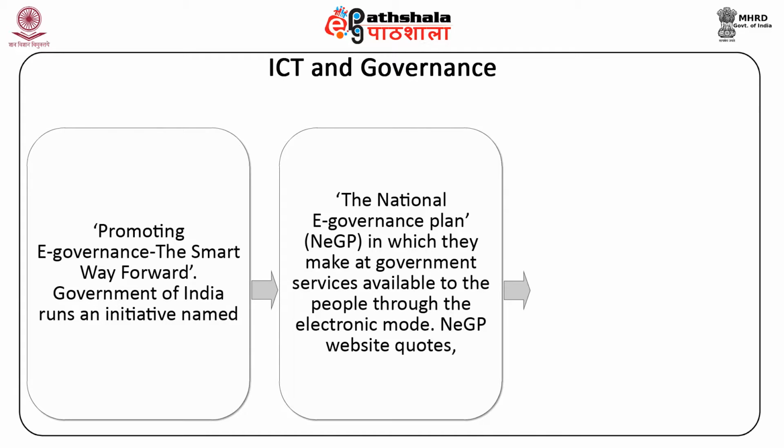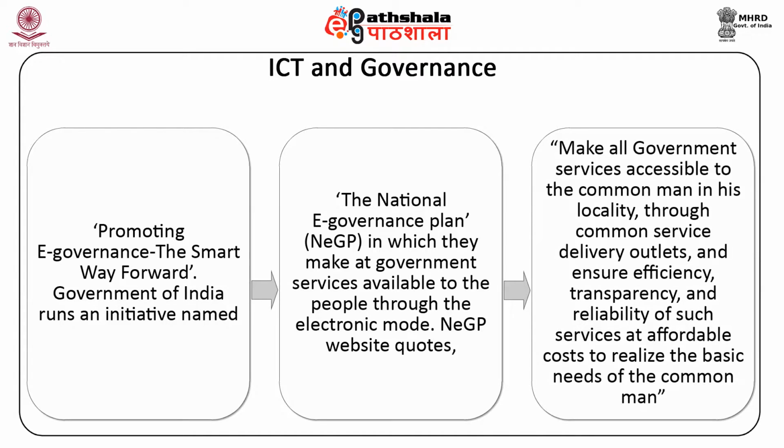NEGP website quotes: make all government services accessible to the common man in his locality through common service delivery outlets and ensure efficiency, transparency and reliability of such services at affordable cost to realize the basic needs of the common man. Through the plan, government aims to make reach of public services closer to citizens at the grassroots level.